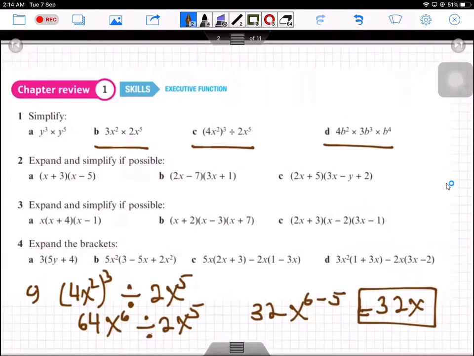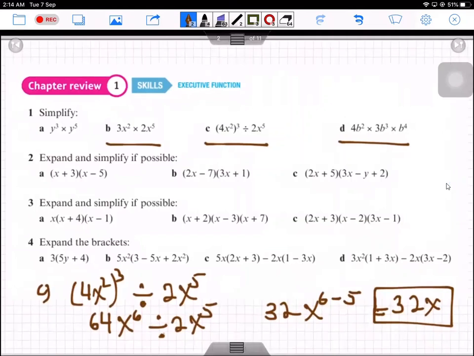Let's have a look at part D: 4b squared multiplied by 3b cubed multiplied by b raised to the power 4. Basically 4, 3 and 1 are the constant terms, so 4 times 3 times 1 is 12. The bases are the same and the terms are being multiplied together, so the powers will be added. So 12b raised to the power 2 plus 3 plus 4. 2 plus 3 is 5, 5 plus 4 is 9. 12b raised to the power 9 is the final answer.